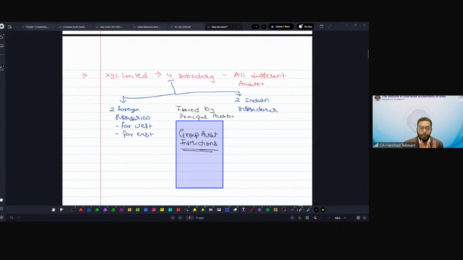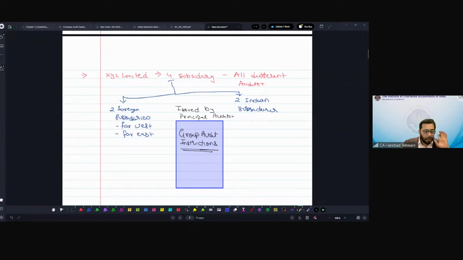When I say group audit instructions, now if you remember in SA 600, when planning to use the work of another auditor, the principal auditor is required to evaluate the professional competency of the other auditor if the other auditor is not a member of the Institute of Chartered Accountants of India. Yes or no?